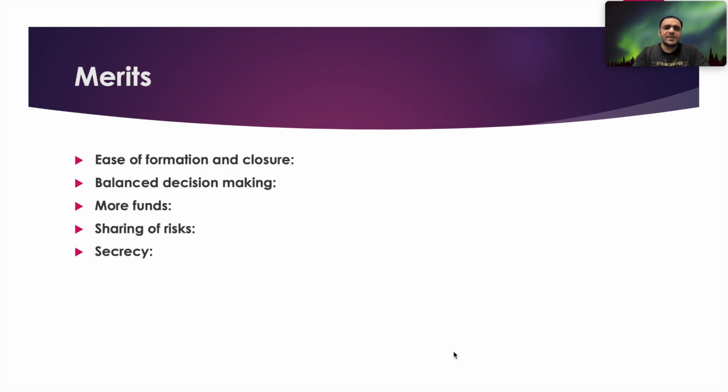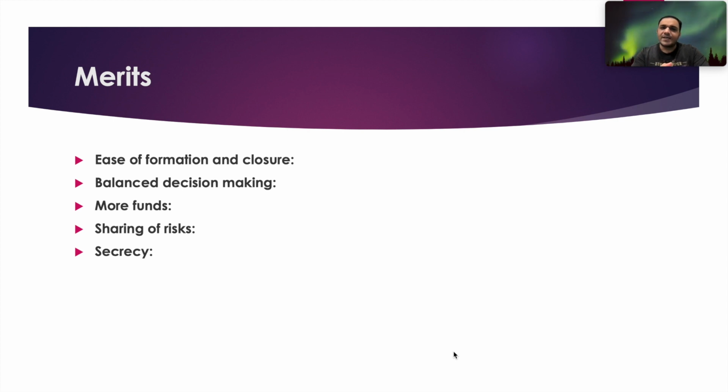Now merits. We can see ease of formation and closure, very easy to start and very easy to close. Balanced decision making, all are together and all are taking the decisions collectively. More funds are there. More funds mean, for example, if I am going to start a business with 1 million, and the next person is there, he will also contribute 1 million. So if five people are there, instead of starting the business with 1 million, I can start with 5 million. So the capital is more, and success chances are more there.